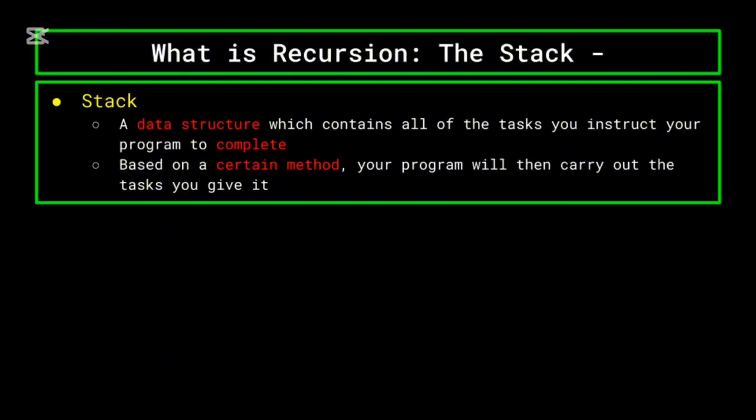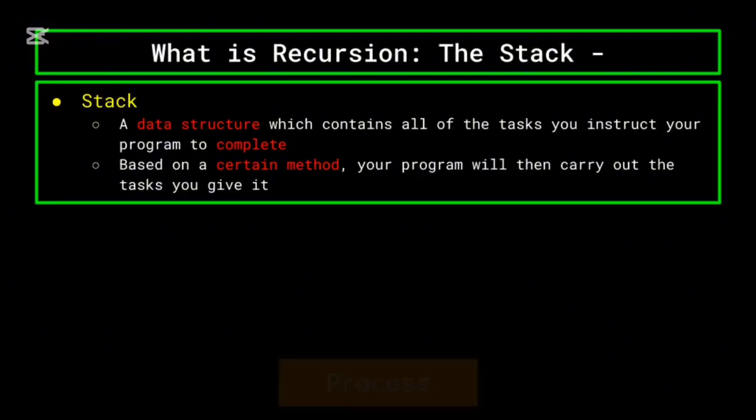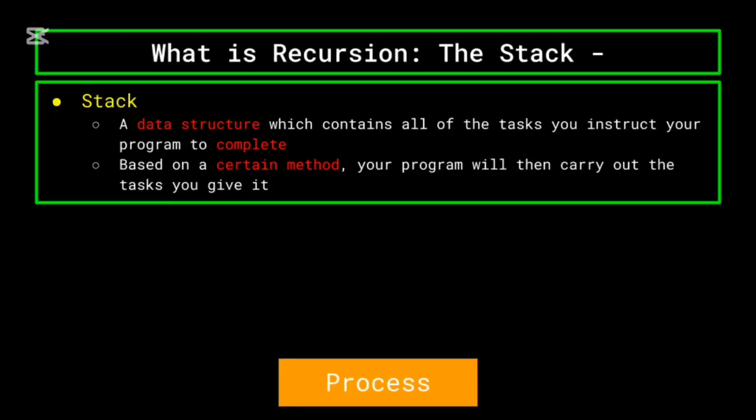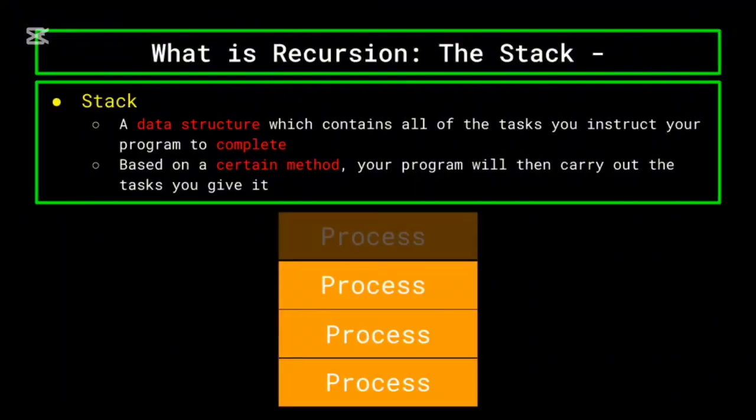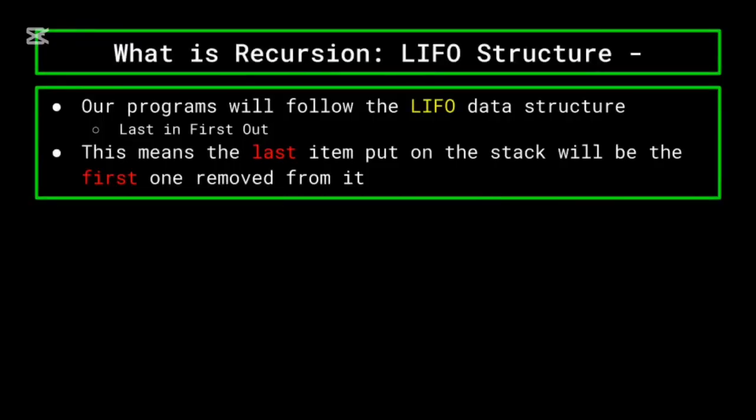Based on a certain method, your program will then carry out the tasks you give it. It's called a stack because if we start another process before the previous one completes, the process is stacked on top of the other one, such as the animation on your screen is showing now. Programs we write will follow the LIFO structure. For those unfamiliar with accounting, LIFO means last in, first out, or the last item put on the stack will be the first one removed from it.